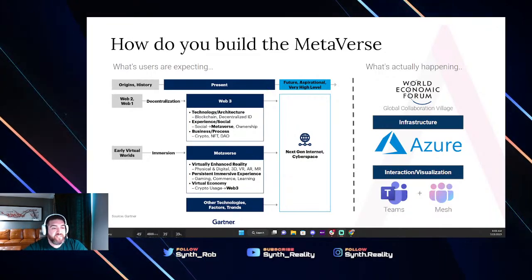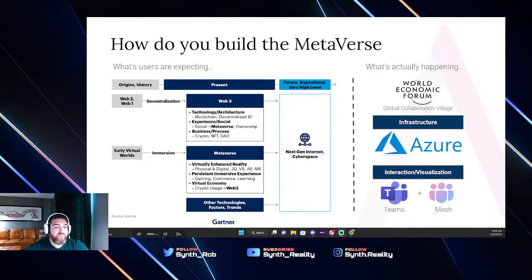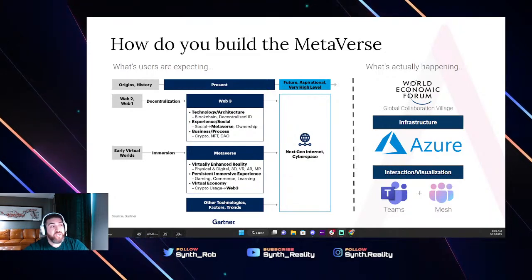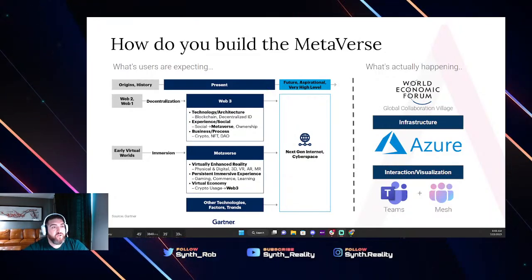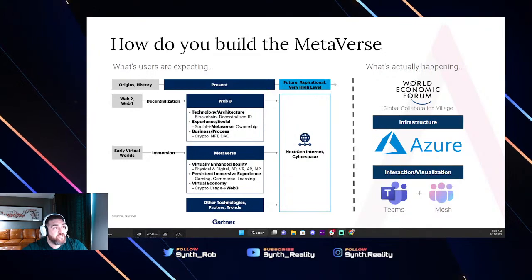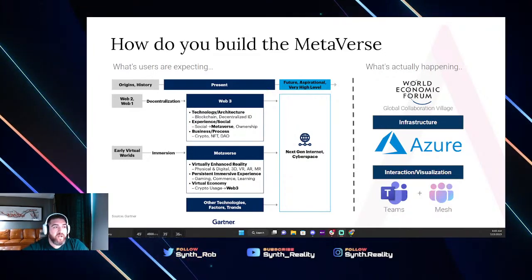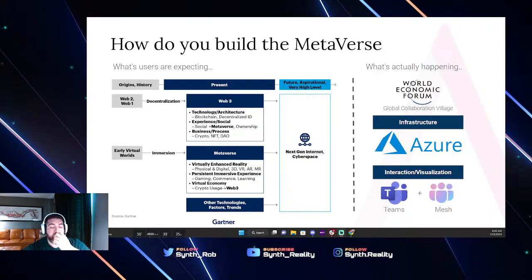Because it's centralized in a single repository, you can't move the data and information that you created in this World Economic Forum one to another one without it being configurable to Azure, Teams, and Mesh. That is not what people are looking for and wanted when it came to metaverse-style activities.